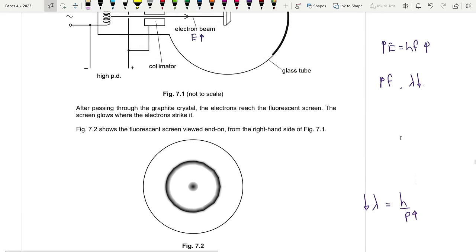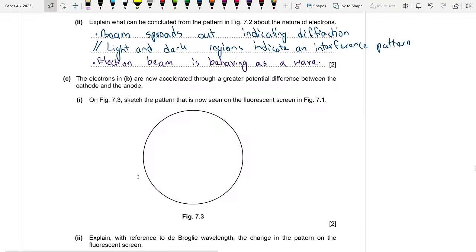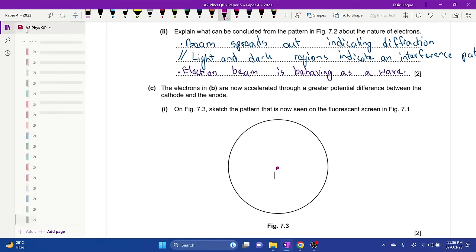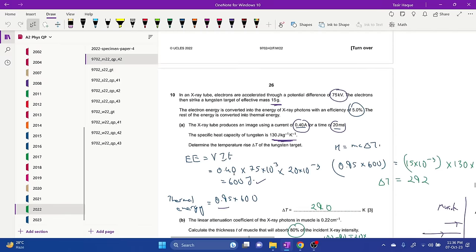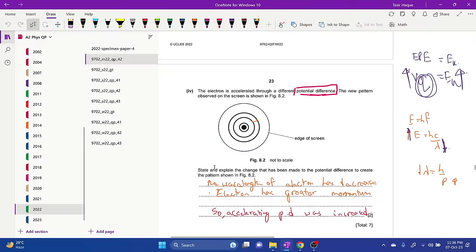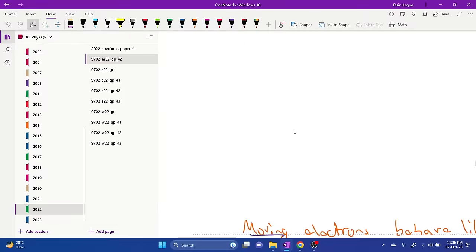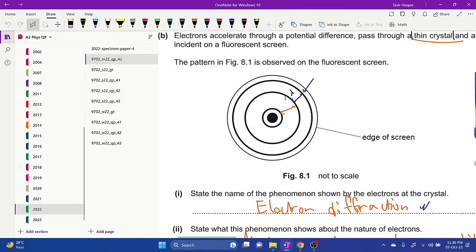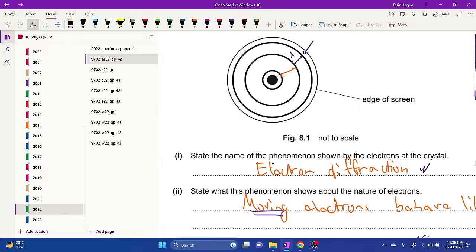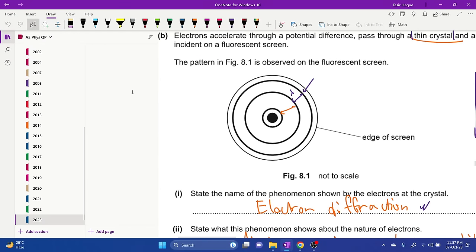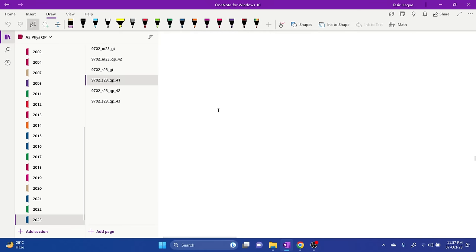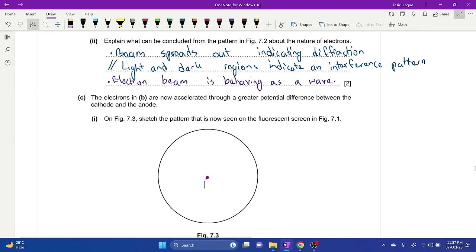So this is the pattern. So we need a central blob at first. I can actually show you an example. March 2022. Let's still check though. Yeah, this one over here. It's got this pattern. Beforehand, we had a pattern like this, but now the gap between the concentric rings is much smaller, okay? So that's the general idea. So that's what we have to do over here. So we have to draw the central blob at first, but afterwards, the rings will be closer together compared to the previous state.